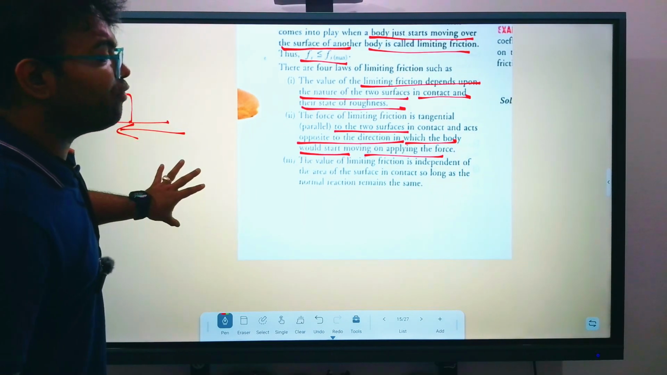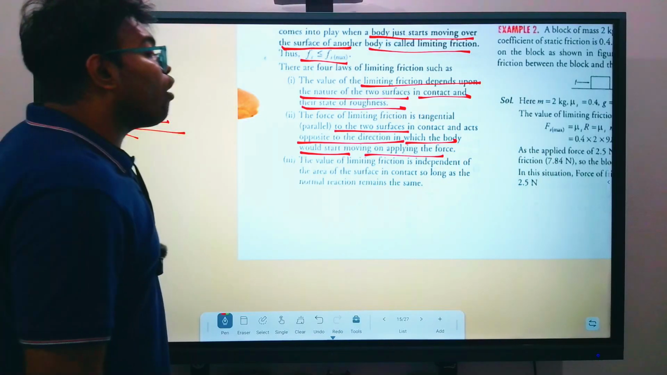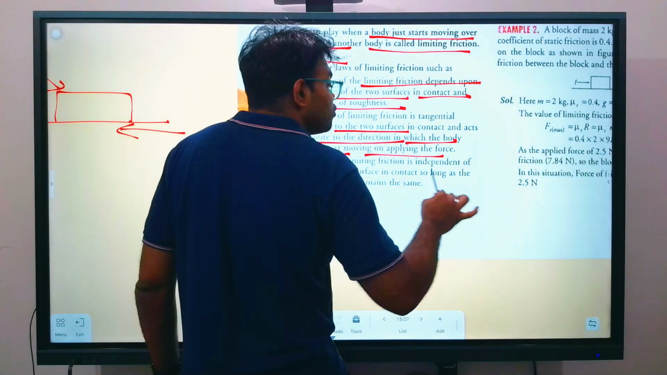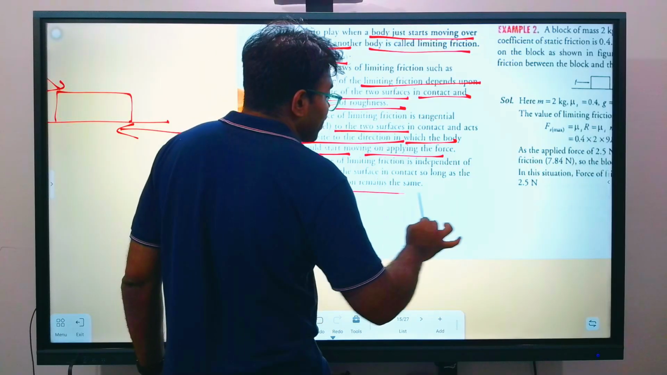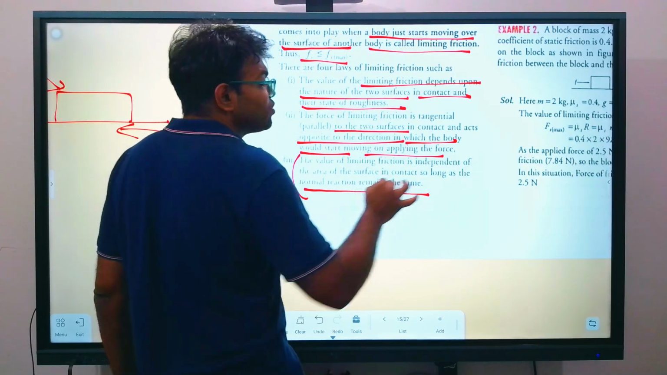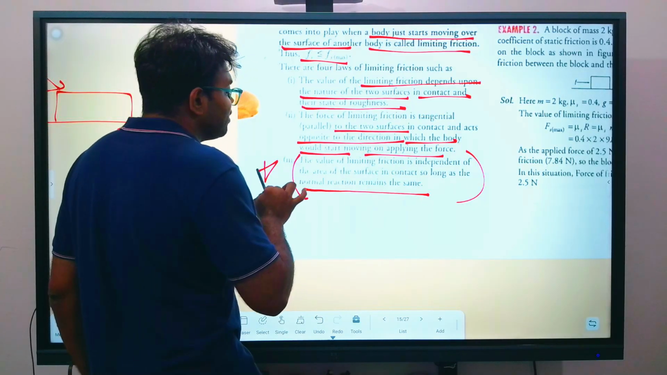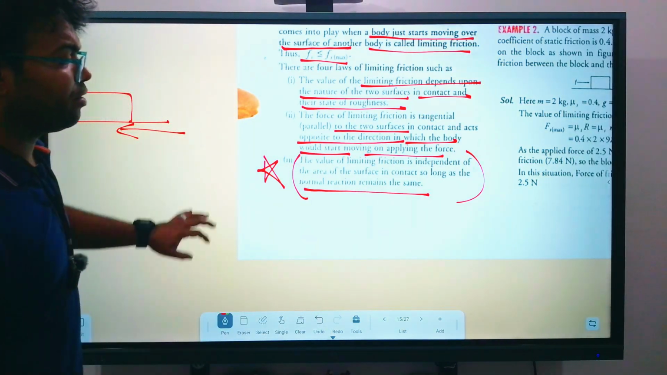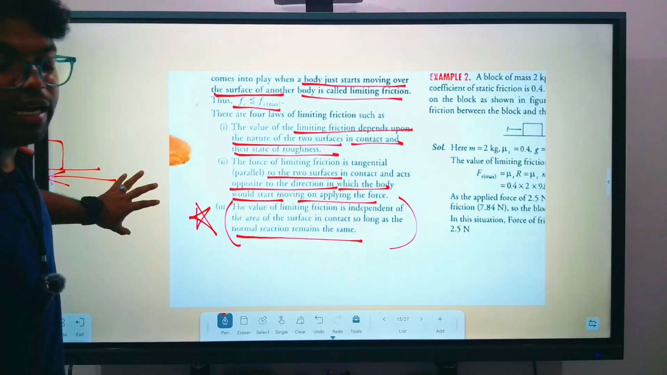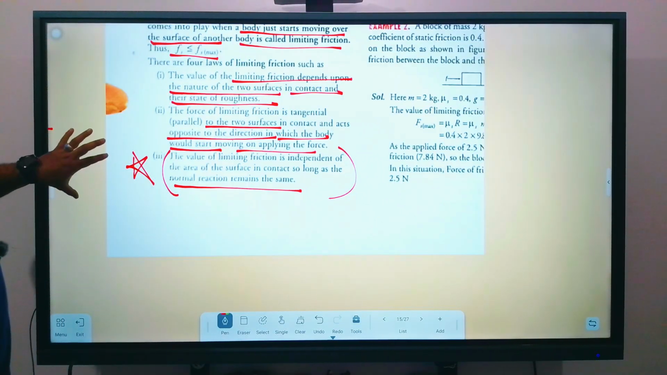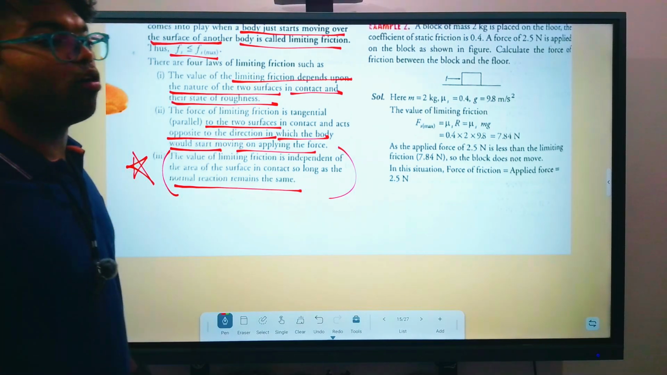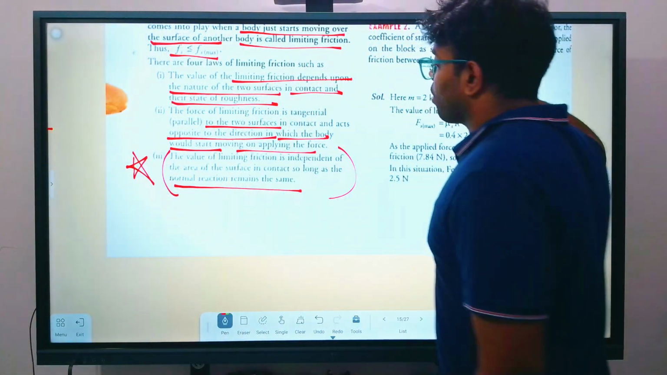The value of limiting friction is independent of the area in contact so long as the normal reaction remains the same. So it does not depend on the area. This is an assertion reasoning based question. It does not depend on how much area is under contact.